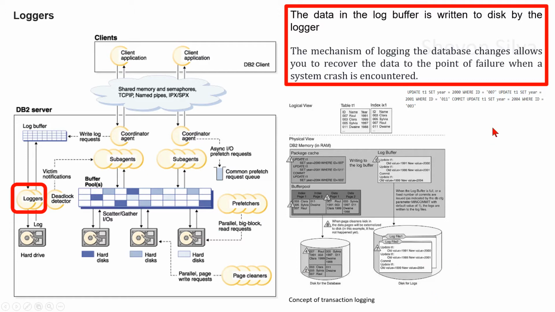To illustrate this process, assume a user issues these statements: update T1 set year equal 2000 where ID equal 007, update T1 set year equal 2001 where ID equal 001, commit, update T1 set year equal 2004 where ID equal 003. This is written here like this for illustration purposes only, and as each statement is executed, the following steps take place.